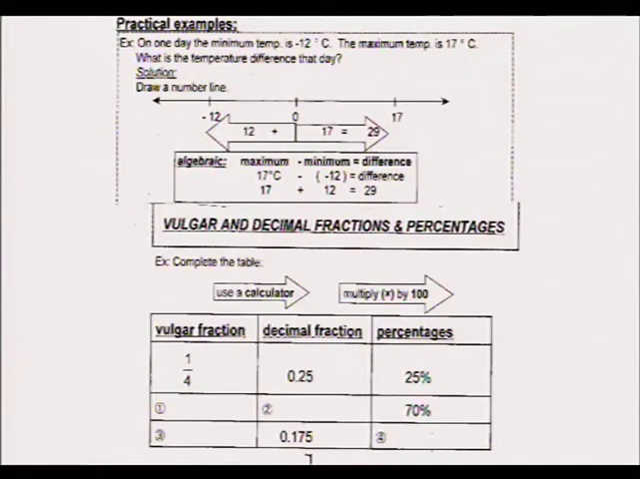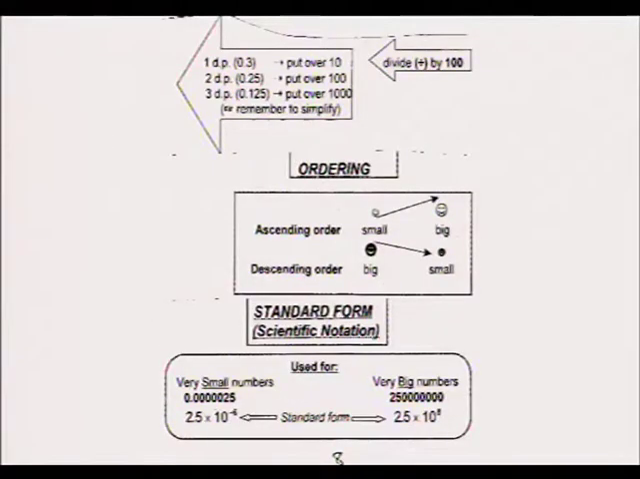Then we have vulgar and decimal fractions and percentages. There you see the vulgar fraction, 1/4, the decimal, with a comma or a point, and percentages. One decimal place, for example 0,3, we can put over 10. Two decimal places, 0,25, we put over 100. Three decimal places, 0,125, we put over 1,000. And then we can simplify.